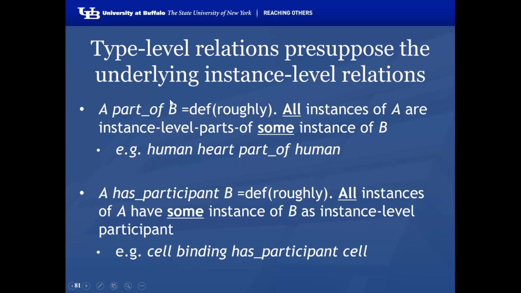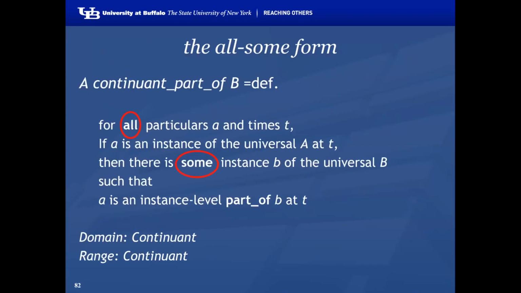That is if you do it timeless. If you do it with a time, then you need to add that in. A has participant B: all instances of A have some instance of B as instance-level participant. Cell binding has a participant cell. You cannot have a cell binding if there is no cell involved, but you can have a cell which is not involved in cell binding. So that's what we call the all-some part.